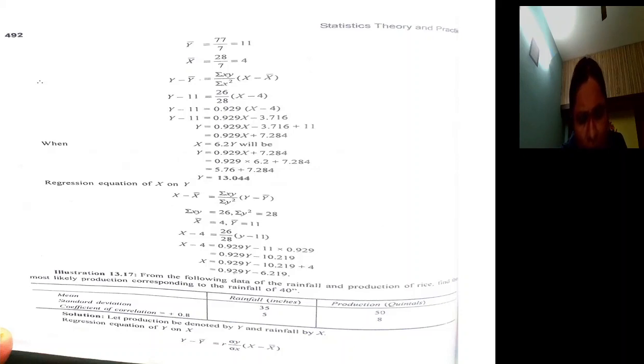So mean rainfall is 35 inches. Standard deviation of rainfall is 5. Coefficient of correlation between production and rainfall is 0.8. Production in quintals has a mean of 50, and standard deviation of production is 8. What did they ask? We have to calculate production corresponding to rainfall of 40 inches. Production means y. We have to calculate y when x is 40.